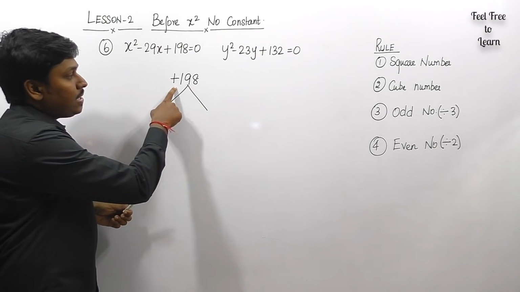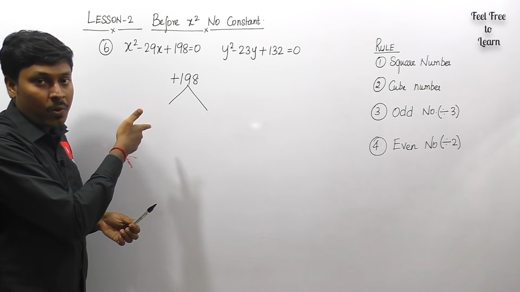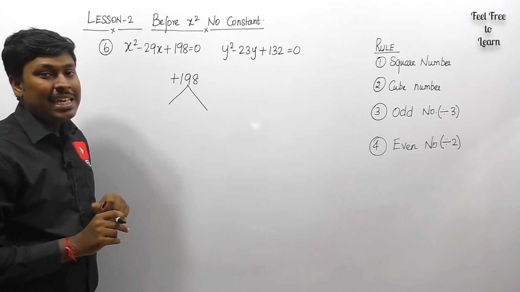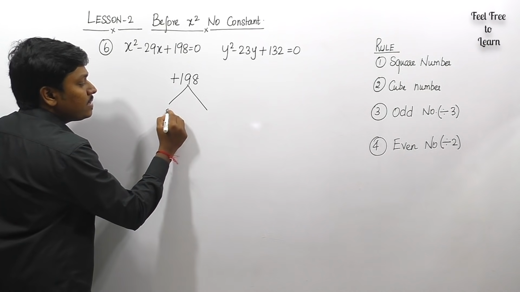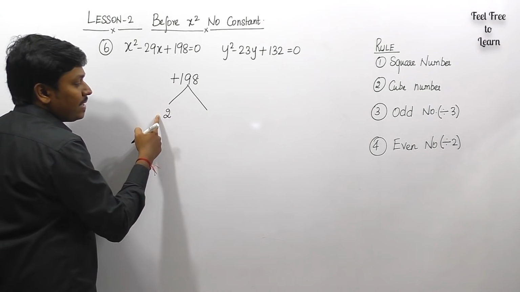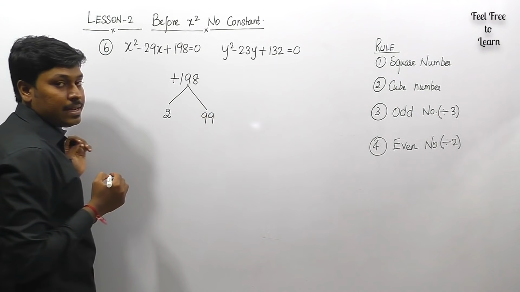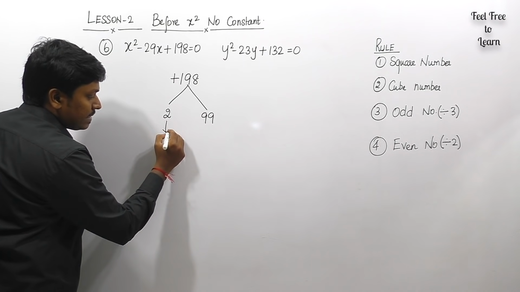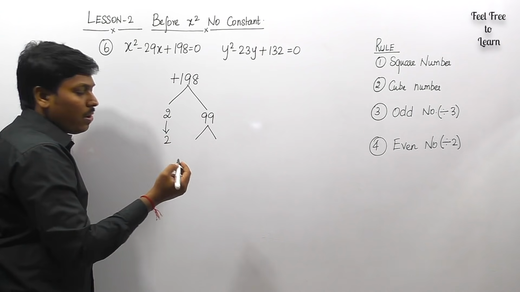So friends, 198, whether it's a square number, no, it's not a square number, not a cube number, not an odd number, but it satisfies the fourth rule, it's an even number. If it is an even number, friends, listen carefully, 198 is an even number. So we need to divide this by 2 initially. When we divide this by 2, 9 2s are 18, again 9 2s are 18. So 2 into 99 will be 198. So bring this 2 to the next step. And this 99 can be written as 3 into 33 or 9 into 11.